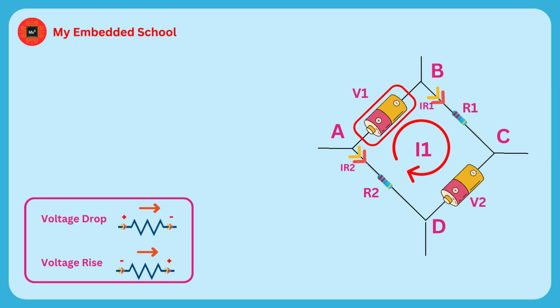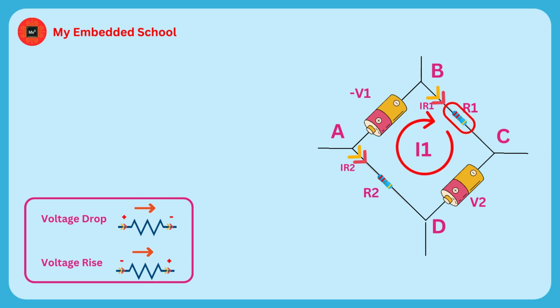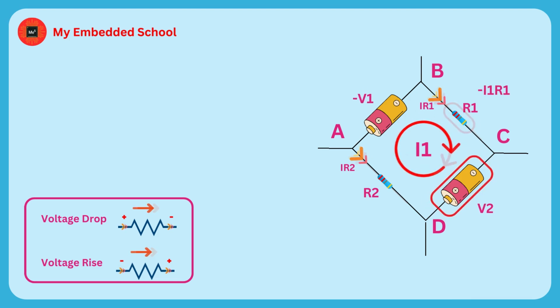In branch AB, we are going from the positive terminal to the negative terminal of the battery, so we can consider this a voltage drop, so that is negative. In branch BC, current flows from B to C, so we also go in this direction, so we can assume this is a voltage drop and that is negative. In branch CD, we are going from the negative to the positive terminal, so we can consider this a voltage rise, and so that is positive.